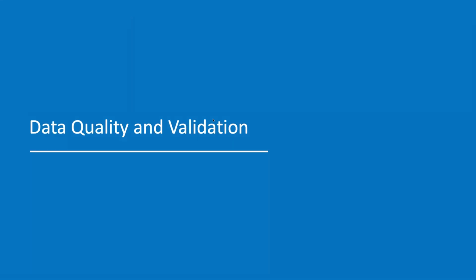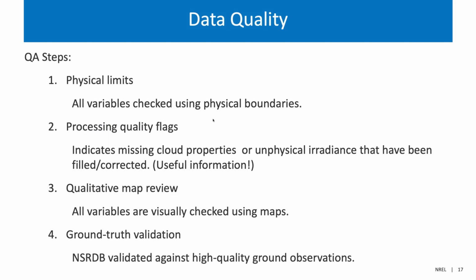Moving to data quality and validation, I'll just quickly go through what we do here in terms of ensuring that our data is of good enough quality. We check every variable to see whether we're exceeding a set physical limit. Then there's a processing quality flag which is available to all our users.